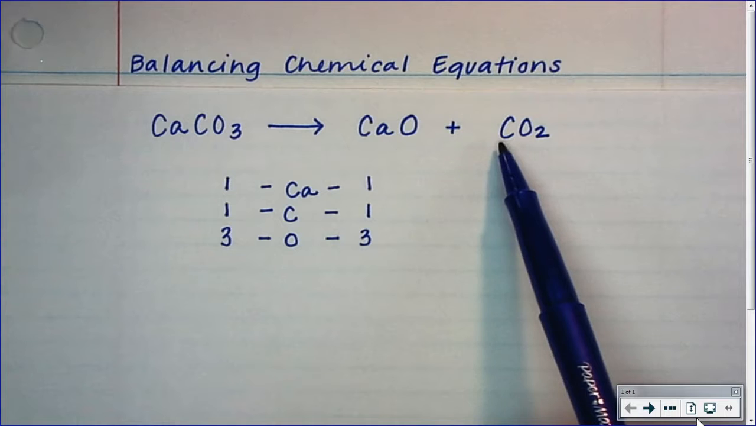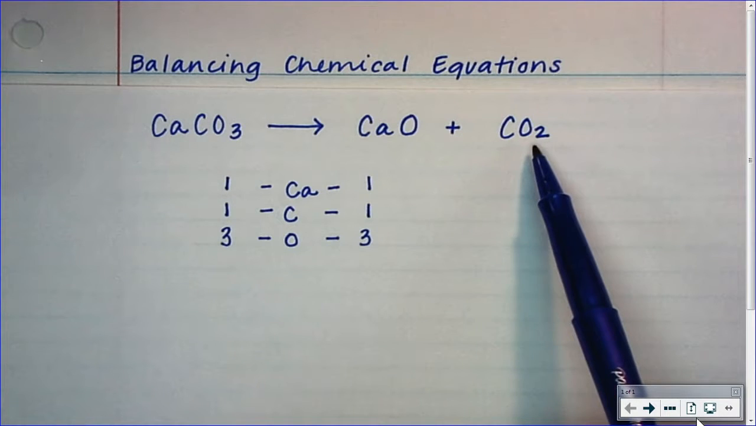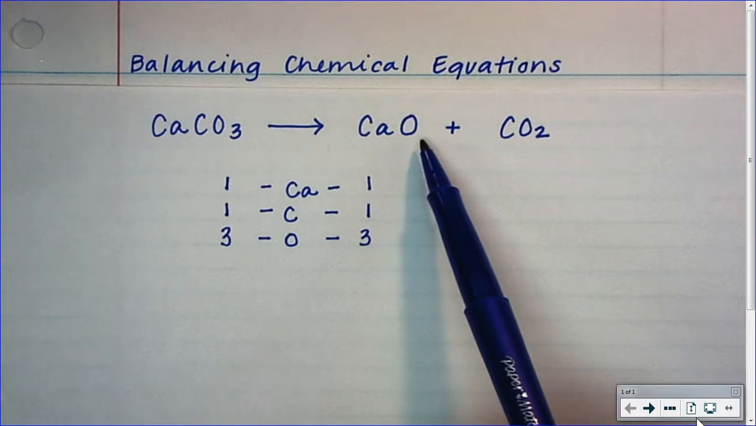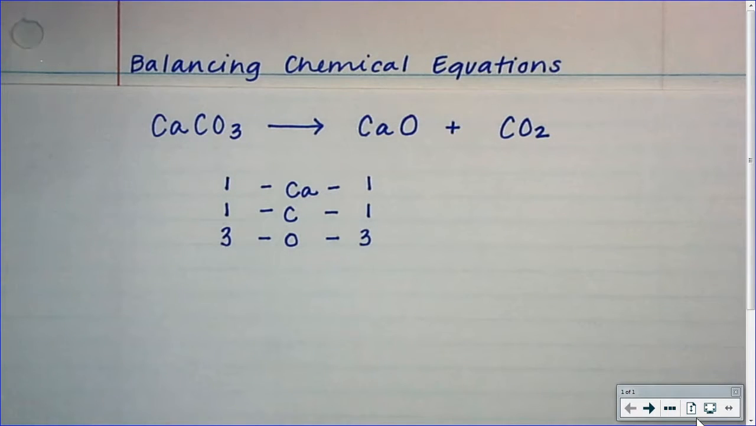So let's go to the carbon. This carbon has no number, so it is also 1. Going to the oxygens now, we have 2 oxygens from the CO2, and we have 1 oxygen from the CaO. Add those 2 together, and that's where the 3 comes from. So this reaction is actually balanced. If you go through and figure out how many of each element you have, and the numbers are exactly the same on both sides, it is already balanced and you are done.